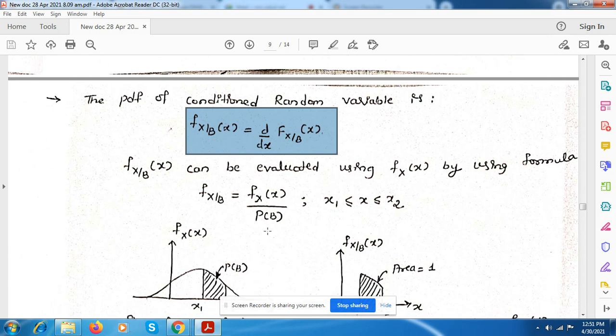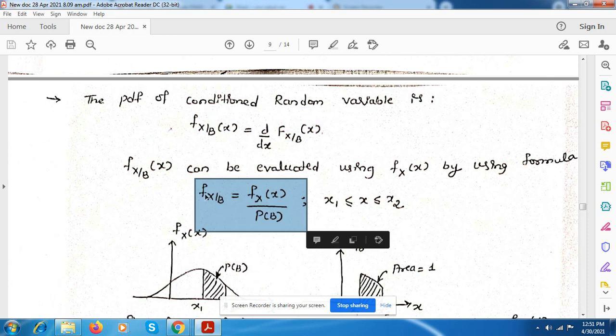And we can also define the PDF like this. Conditioned PDF f_X|B(x) is equal to f_X(x), this is the PDF for random variable x, divided by the probability of B, as this is the condition. So here also x lies between x1 and x2.